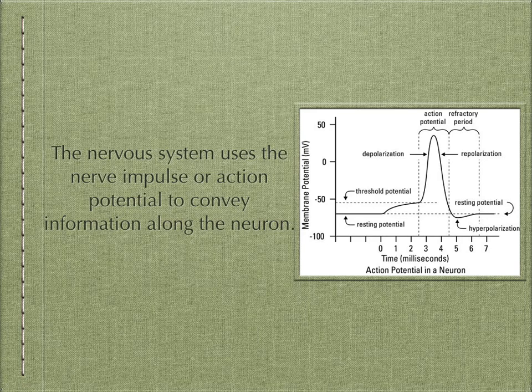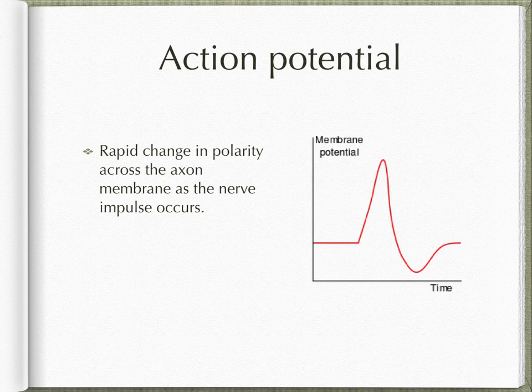The nervous system uses the nerve impulse or action potential to convey information along the neuron. An action potential is a rapid change in polarity across the axon membrane as the nerve impulse occurs. If the stimulus causes the axon membrane to depolarize to a certain level called the threshold, then an action potential occurs.